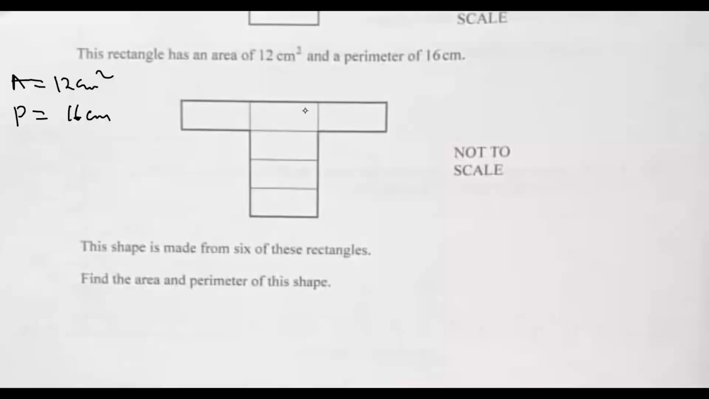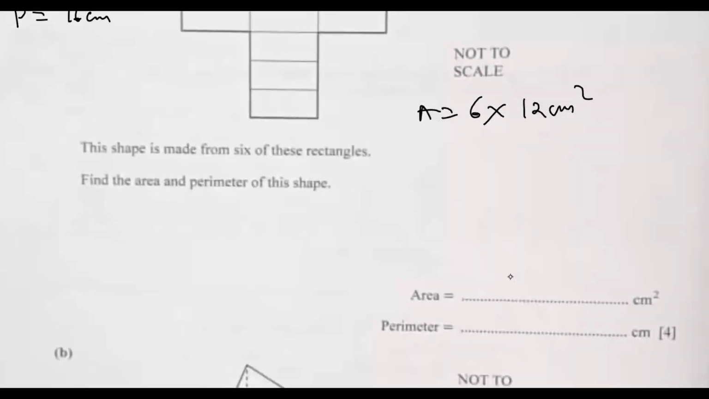To get the area is very simple. The area of the shape will be 6 times the area of one face. We have 6 faces, and the area is 12 centimeters squared. If you do this, it will give us 72 centimeters squared. So let's scroll down and put 72 centimeters squared here.